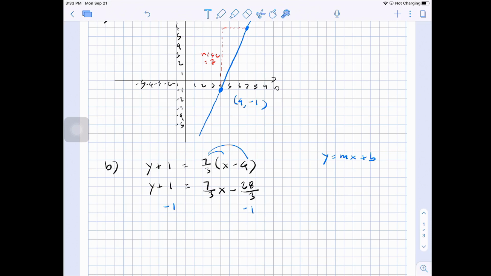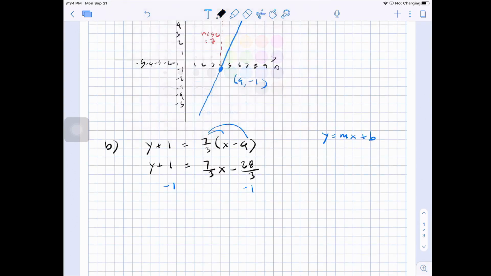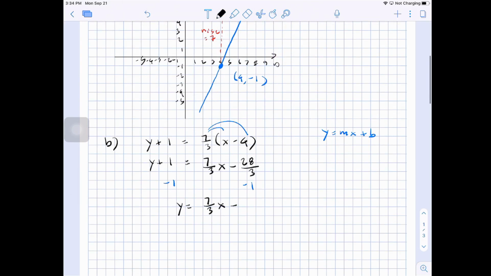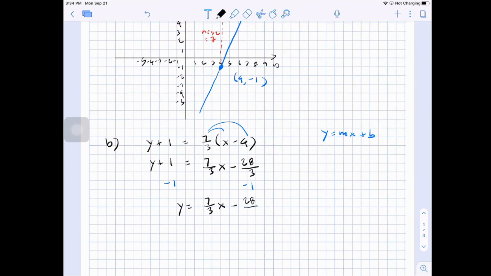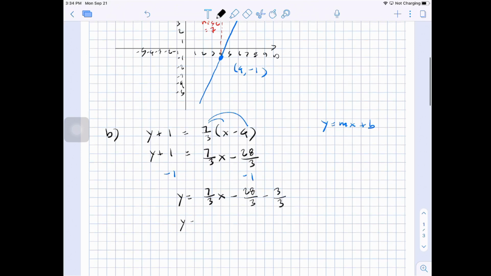We want y on its own on the left. Let's do that. So we end up with y is equal to 7/3 x. You could always pause the video and work ahead if you want. And this is 28/3 minus 1. I'm going to write 1. We need a common denominator, right, to combine these. So minus 3/3. So that's equal to 7/3 x minus 31/3. Okay, I'll box out. I think we're in slope-intercept form.